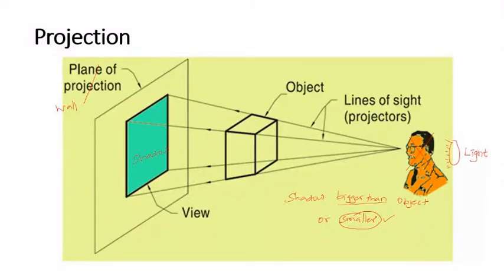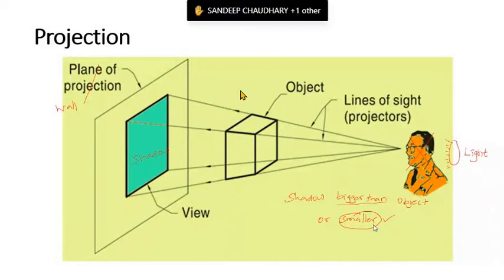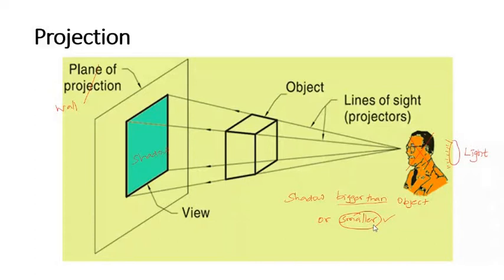It depends on the position of the light. Can someone explain how this can occur? Sir, I want the shadow smaller than the object. Sir, if we move the light away from the object, right. Okay, away from the object, what will happen?